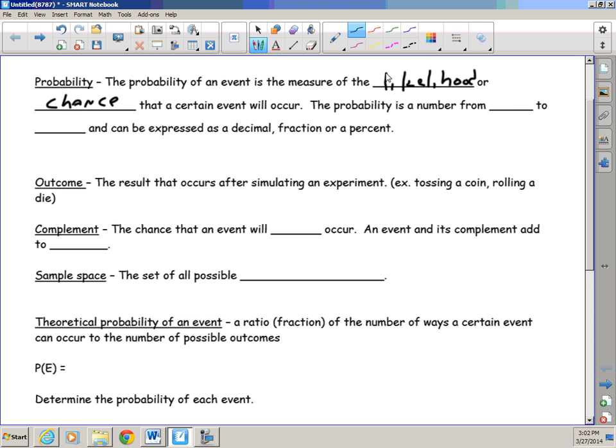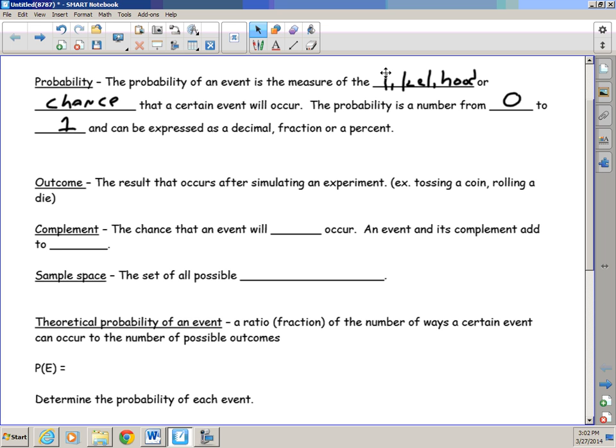The probability is a number from 0 to 1, and it can be expressed as a decimal, fraction, or a percent. Just so that you understand, a probability of 0 is an impossible event, meaning it's something that cannot happen under any circumstances. Not that it's remote, but it's impossible. So, for example, rolling a 7 one time on a single die is impossible. It only goes from 1 to 6.